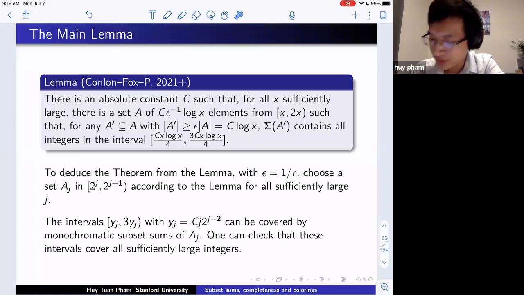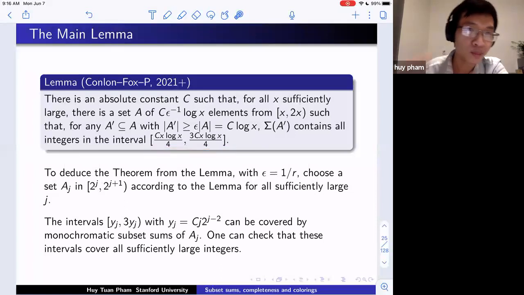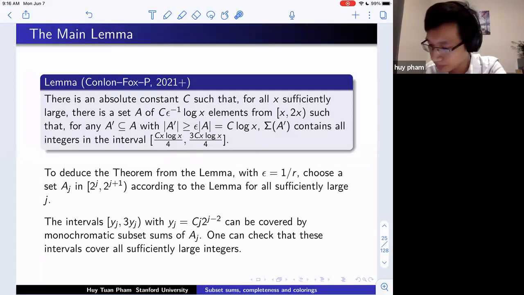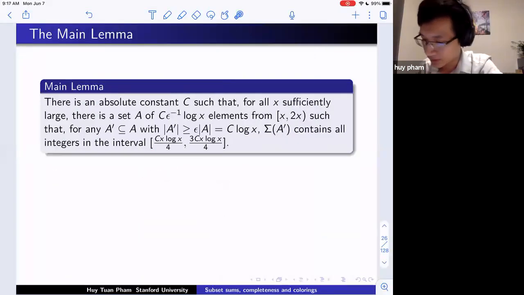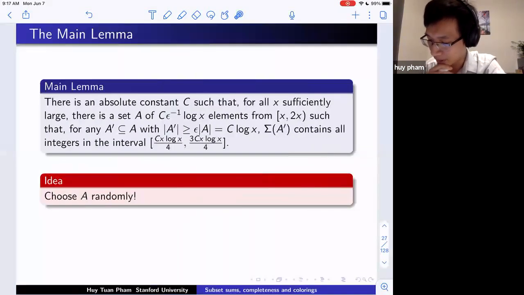So everything boils down to the proof of this lemma. And I will do one further step of reduction in that we only need to first show that a certain subset of A prime has in the set of subset sums an interval of length at least 2x, and then we will bootstrap this interval to the one with length on the order of x log x. So this is the statement of the main lemma.